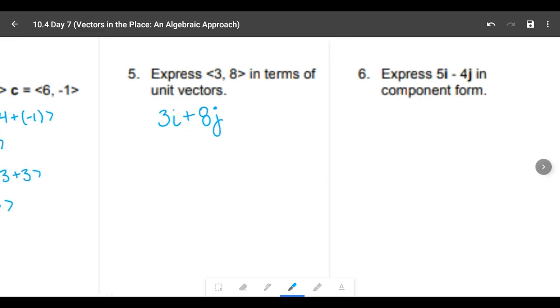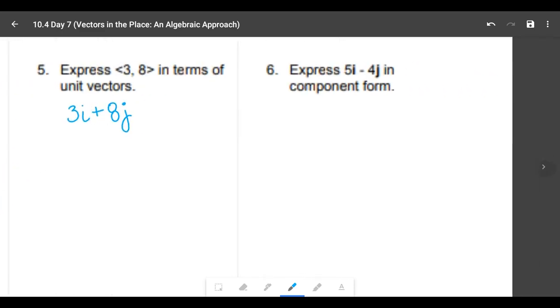Going the other way then for problem number 6, it says express 5i minus 4j in component form. This is simply 5, comma, negative 4 with those arrow brackets.